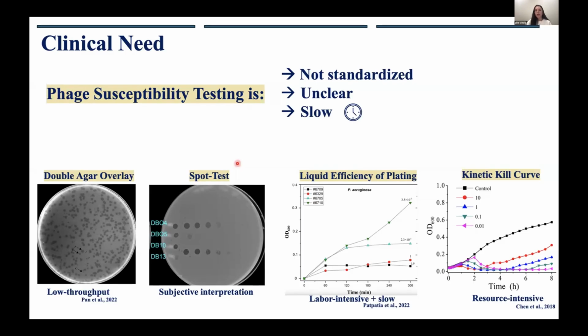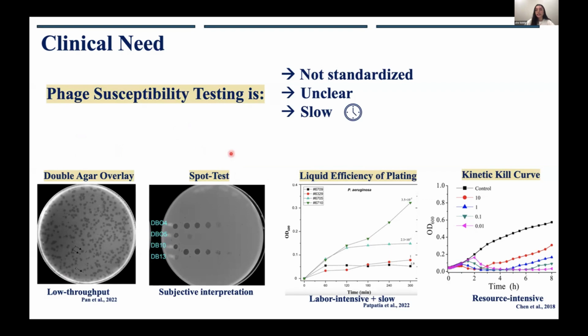However, phage therapy is not one-size-fits-all because each infection still has to be matched to the appropriate phage or phage cocktail. Currently, this phage susceptibility testing or PST process is complicated, slow, and not standardized, often taking hours to days. I've highlighted 4 of the main methods that are currently being used. The 2 solid methods are over on the left, which is the double agar overlay and the spot test. And then the 2 liquid methods that generate a kinetic bacterial kill curve with or without the efficiency of plating are over on the right.